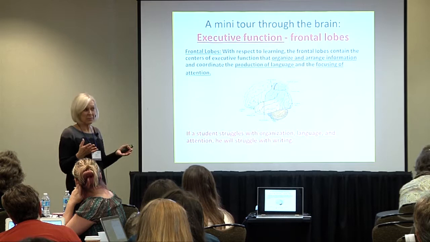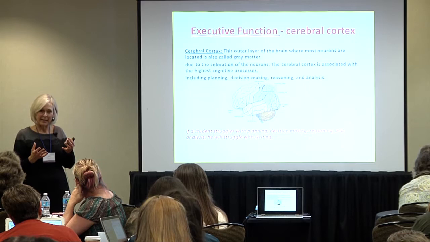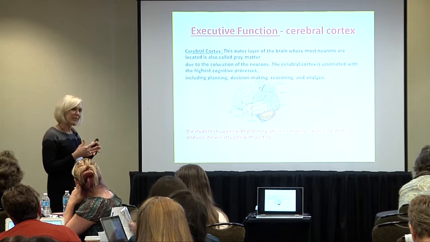When you look at executive functioning, you look at that cerebral cortex, that higher cortical thinking, the gray matter of the brain. It's really, really important. The ties of decision-making, planning, and reasoning, all of these things are vital to everything that we do.